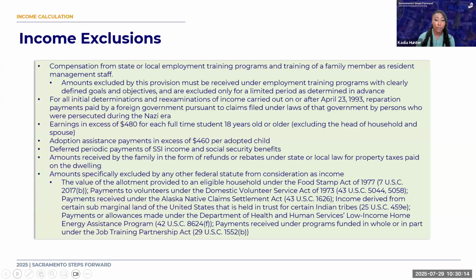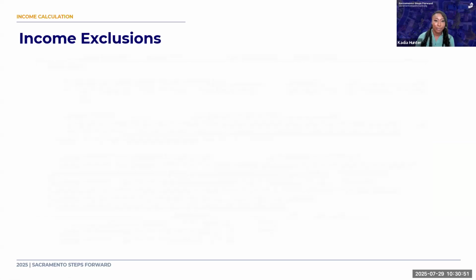Property tax rebates and federal statute exclusions like food stamp benefits, Domestic Volunteer Service Act payments, Alaska Native claim funds, certain tribal land income, low income home energy assistance, or Job Training Partnership Act support. These guard against unfair hits from special circumstances. For a family in a training program, those funds stay excluded, letting them build skills without rent hikes. Pretty thoughtful setup, isn't it? Spot anything new here? Let's look at some more on the next slide. Next.